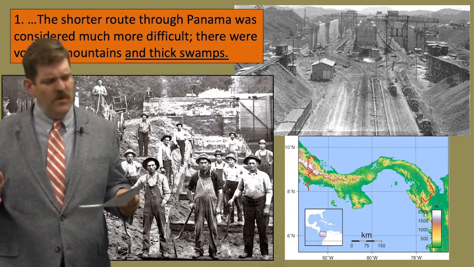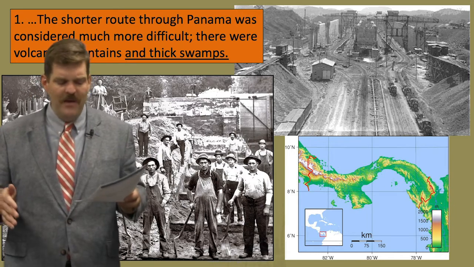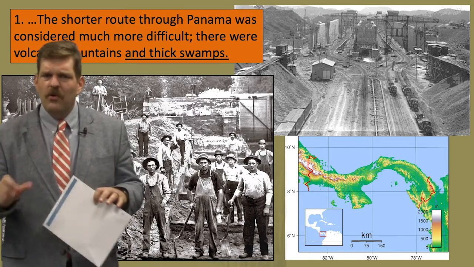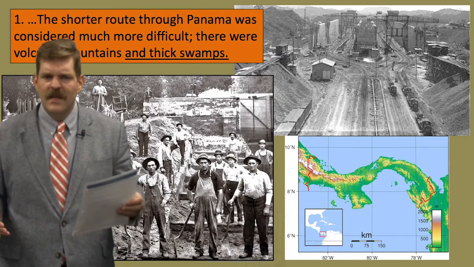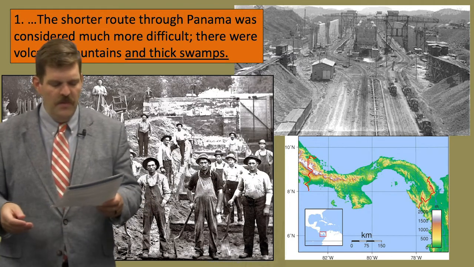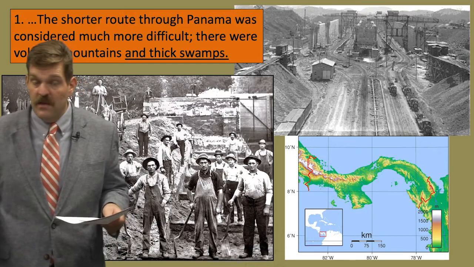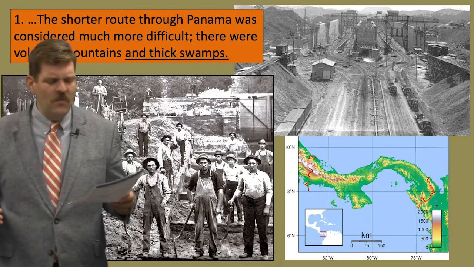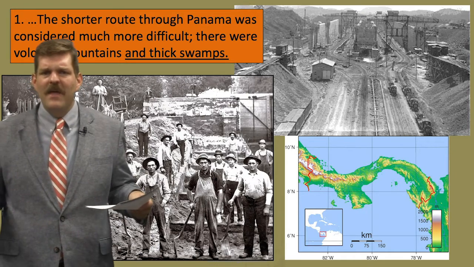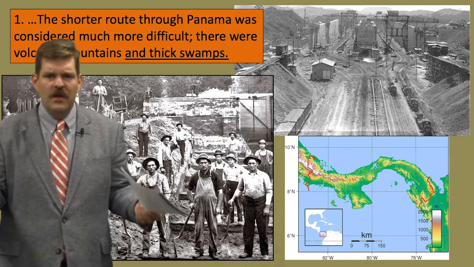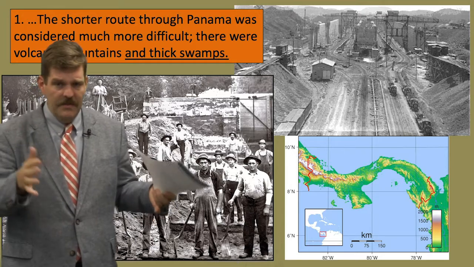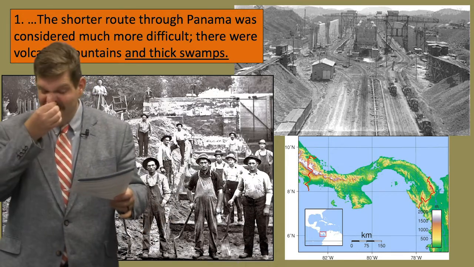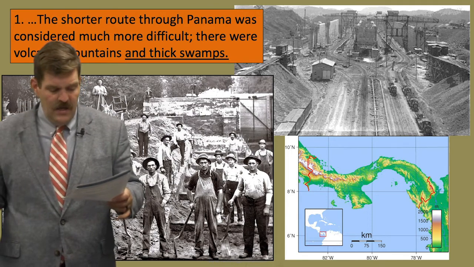Panama, though, is a much more difficult route. There are volcanic mountains and thick swamps. While it's shorter across, it was a much more tricky landscape to try to engineer a result through. A French company had been trying to develop a canal across Panama for many years, but just could never figure out how to make it work. And so when they gave up, they had bought the rights from the country, which was part of Colombia at the time. They bought the rights to this canal from Colombia, and when they gave up, they sold the rights of the canal to the United States.